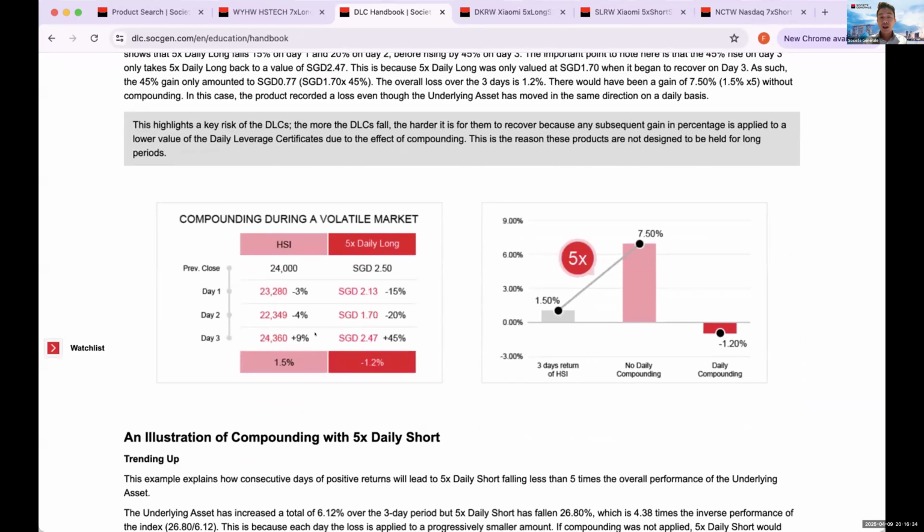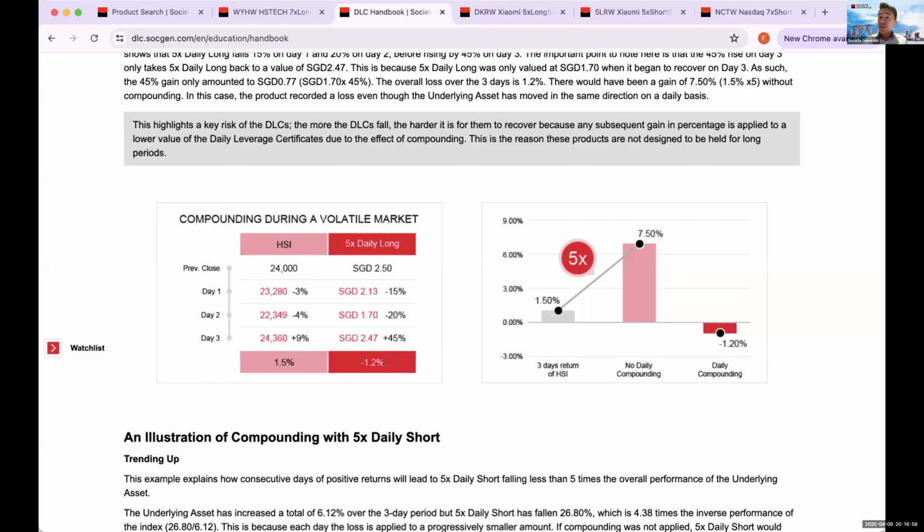So over here, the Hang Seng Index is down by 3% on day 1, down by 4% on day 2, and then up by 9% on day 3. Every day, I still get the same 5 times performance: down 15%, down 20%, up 45%. But cumulatively, the 5 times long DLC actually suffered a loss of minus 1.2%, even though the Hang Seng Index ended off the 3 days with a 1.5% gain.